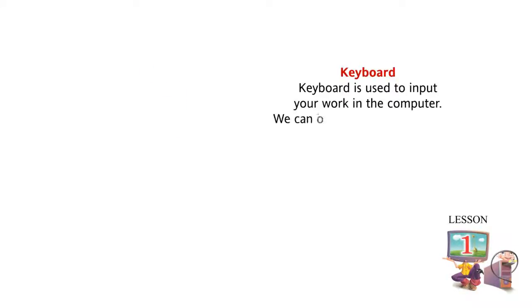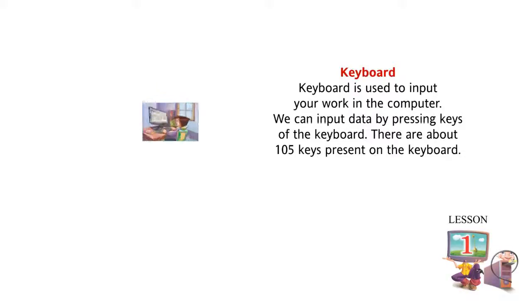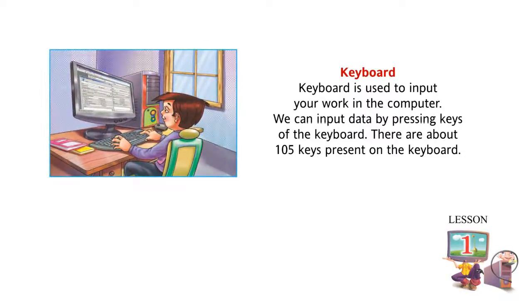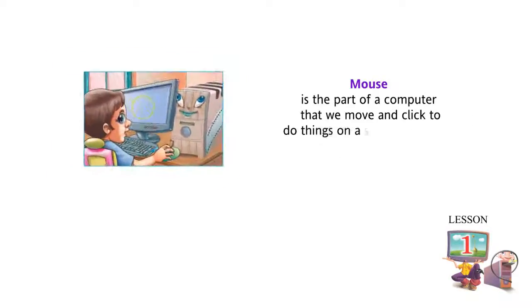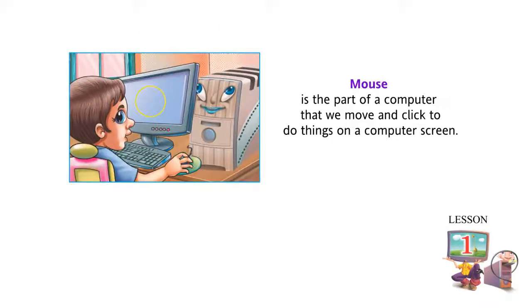Keyboard. Keyboard is used to input your work in the computer. We can input data by pressing keys of the keyboard. There are about 105 keys present on the keyboard. Mouse. Mouse is a part of computer that we move and click to do things on a computer screen.